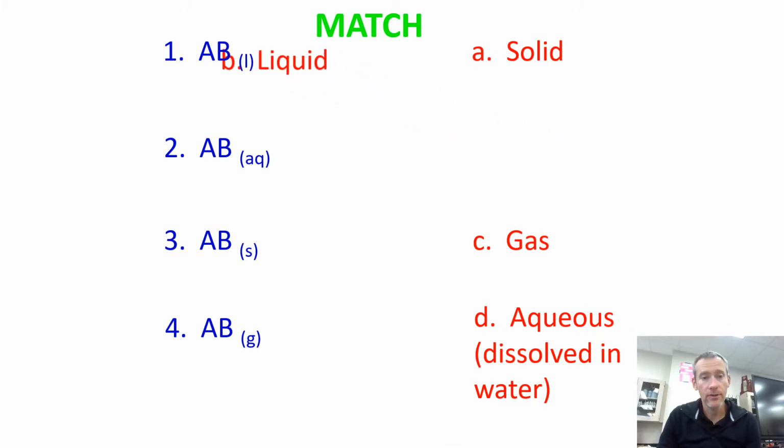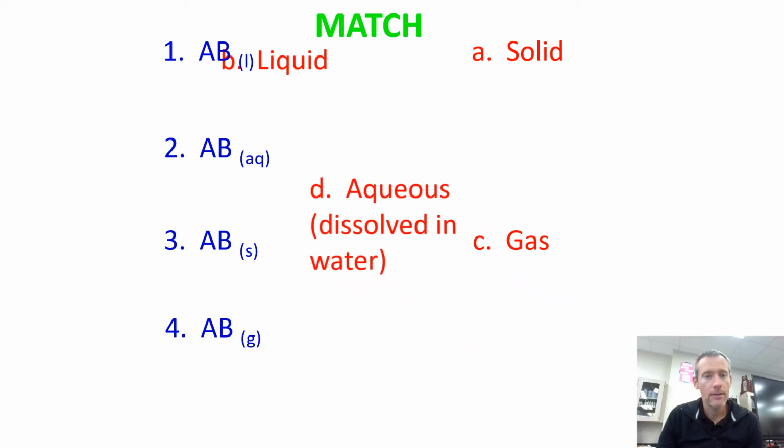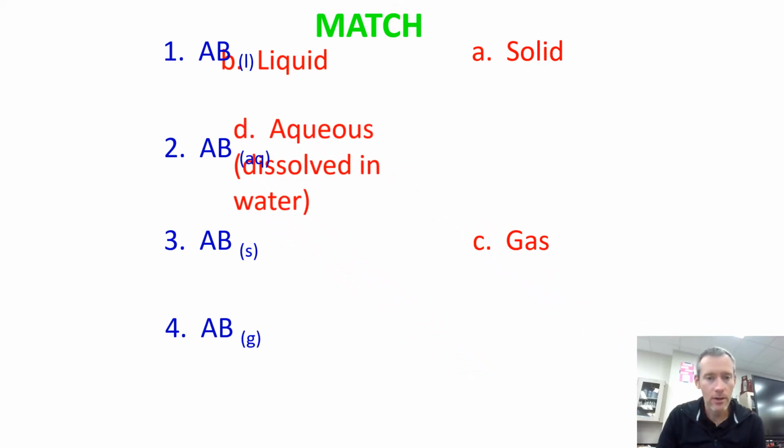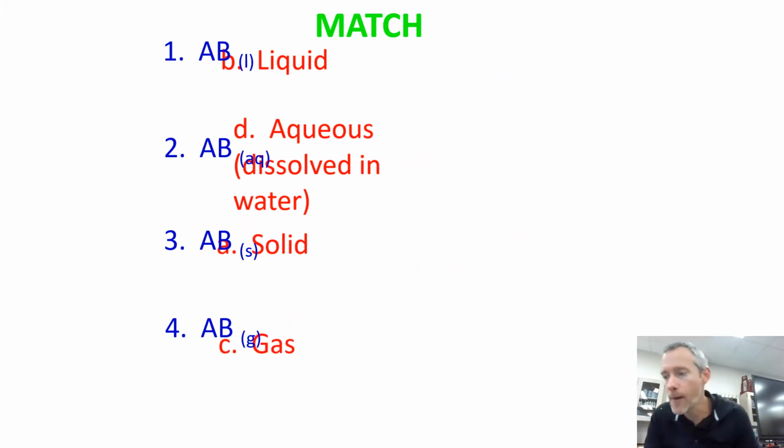L is liquid, so you should have B. D is AQ, dissolved in water, aqueous. S is for solid, and G is for gas.